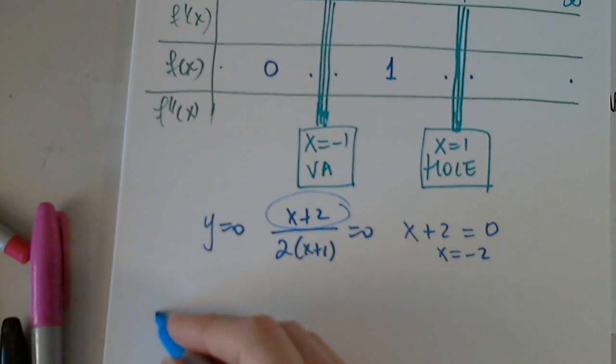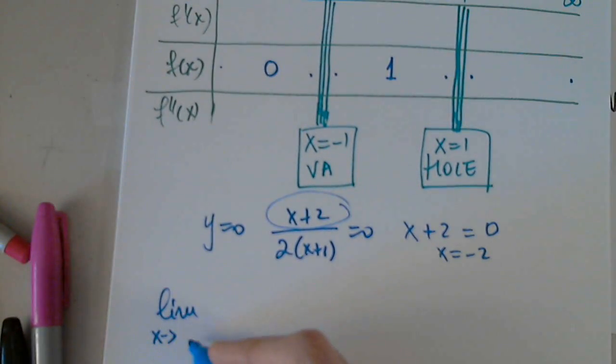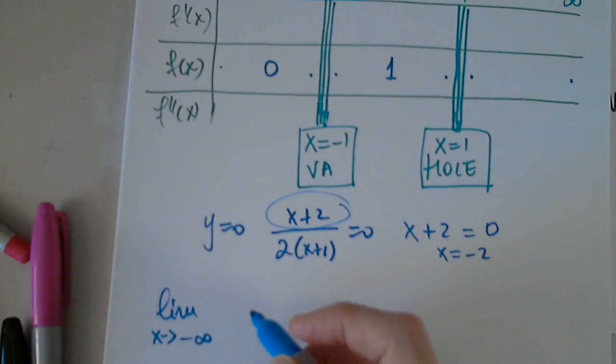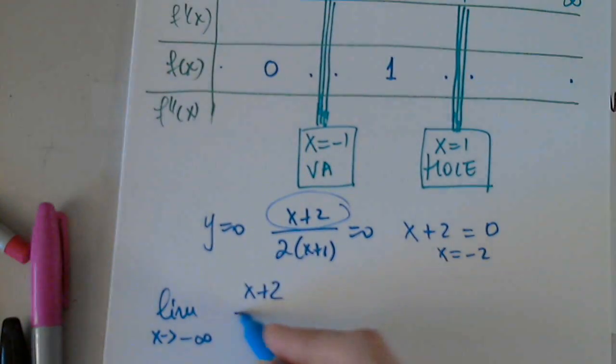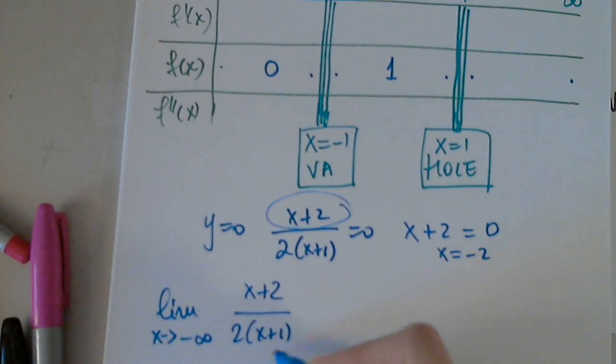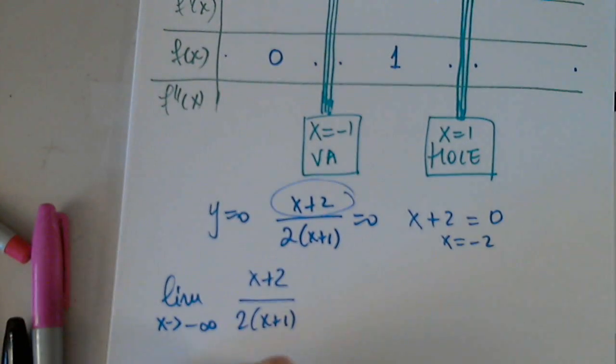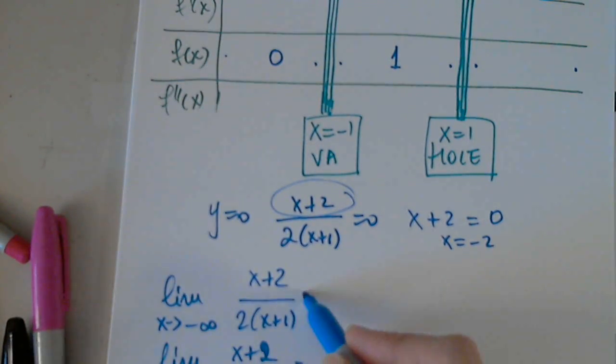Okay, the limit as x approaches negative infinity from x plus 2 over 2x plus 1. Then the other one right here, limit as x approaches infinity from x plus 2 over 2x plus 1. Can anyone tell us these limits? Give us these limits.